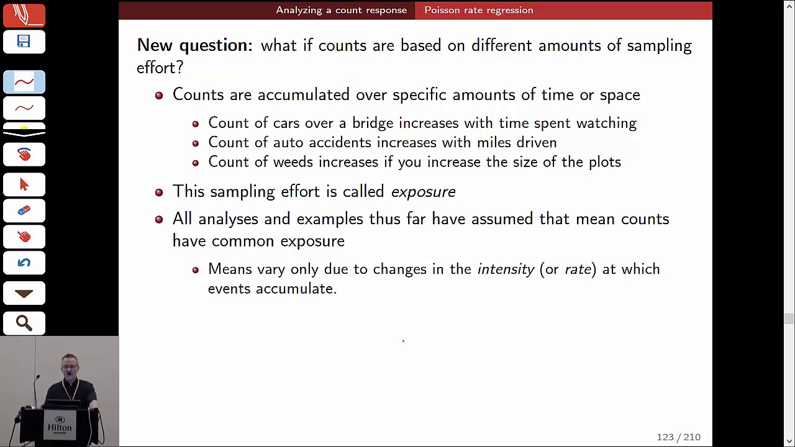So in other words, by having common exposure, the means vary only by changes in the intensity or the rate at which events accumulate. That's a way to think about this, is that by watching over a bridge, cars accumulate into a count. If you give yourself longer time, cars are accumulating maybe at the same rate, but they're accumulating over a larger period. So if you sampled from midnight to 6 a.m., you could have more cars crossing the bridge than you do between 7:30 and 8 a.m., when in fact the intensity is much higher at the second time than it is at the first time.